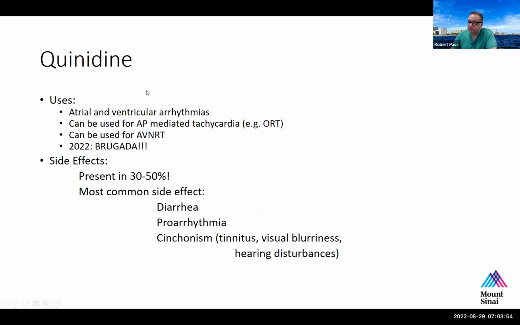So, quinidine used to be used for both atrial and ventricular arrhythmias. In the present era, we'll go over why we don't use it so much anymore, but it can be used for accessory pathway mediated tachycardia, such as orthodromic reentrant tachycardia, and can be used for AVNRT. Probably in the present era, the most common time it's still used, and why it probably hasn't been taken off the market, is for the treatment of Brugada syndrome.